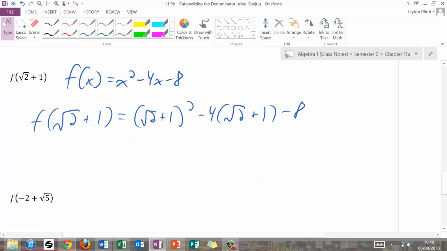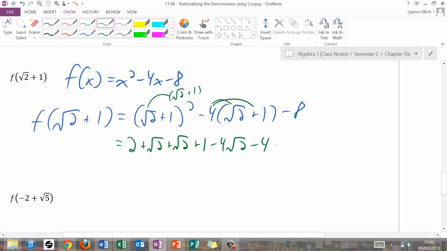We are going to square this binomial, first, outer, inner, last. So first is, you can write it one more time if you need to see it. And just go first 2, outer is plus radical 2, inner is plus radical 2, last is plus 1. Then we're going to go next step, distribute this negative 4, minus 4 radical 2, minus 4, and minus 8. Underline like terms.